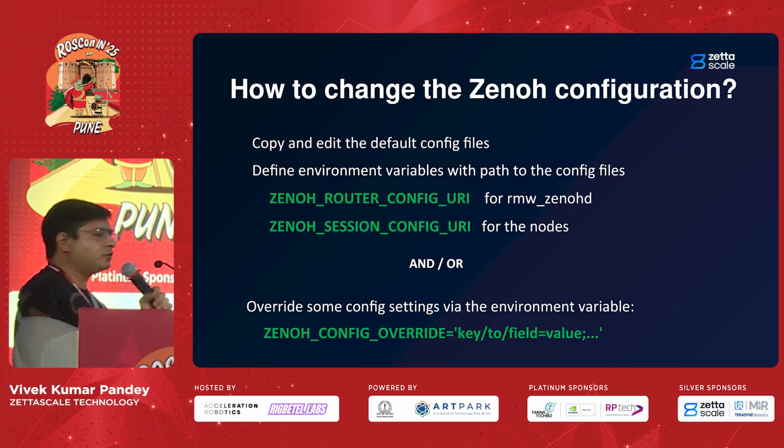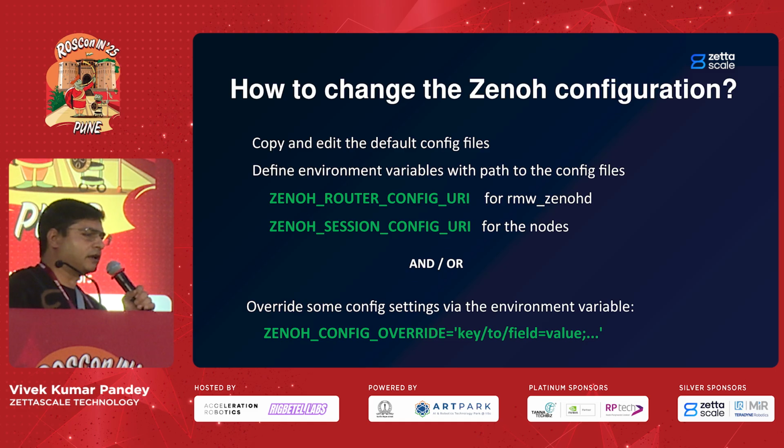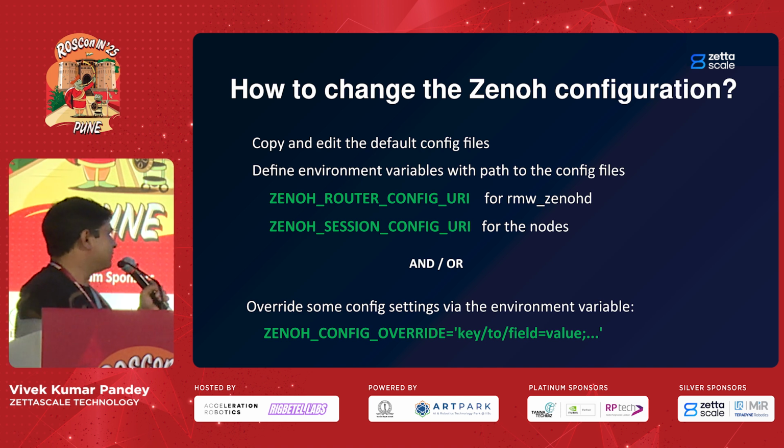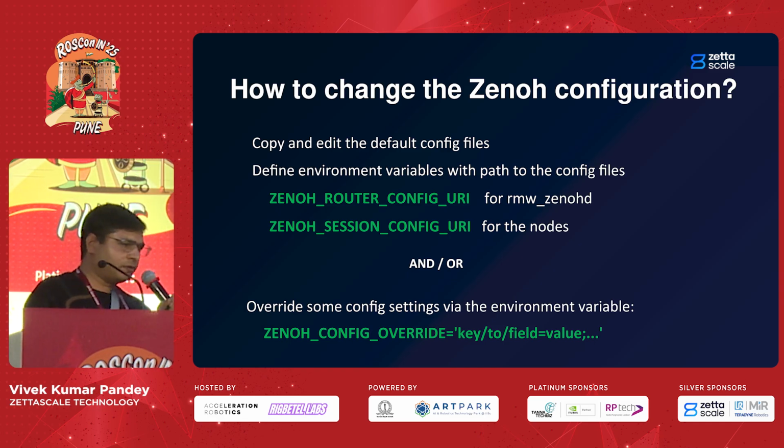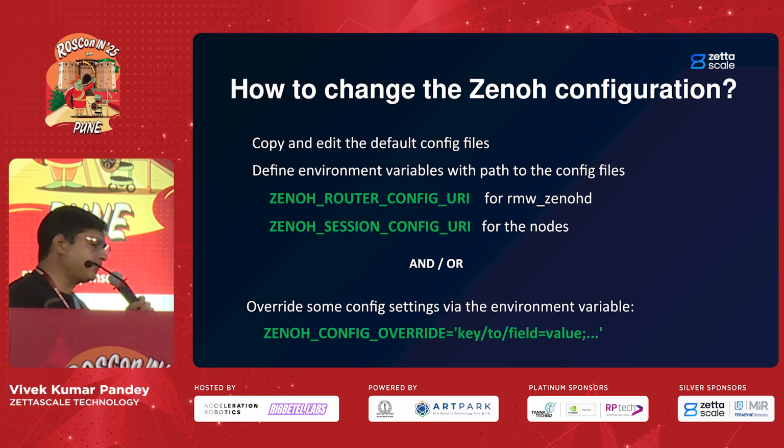If you want to connect your robot to another robot or to the external world, then you can override the default configuration. For that, we have two environment variables: the Zenoh router config URI and the Zenoh session config URI. The router config URI is for the router and the session config URI is for the other nodes. You change the default configuration file, set these variables, and you can continue your communication.